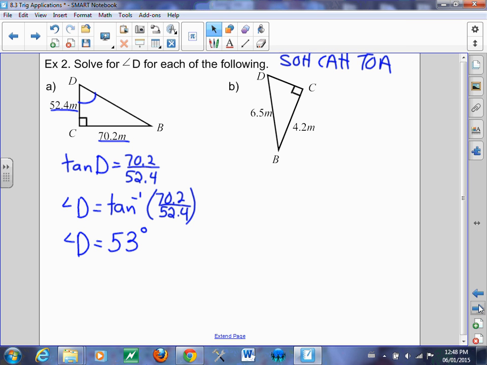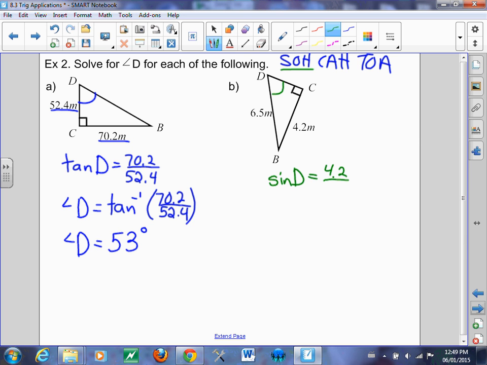Okay. Next question, again, angle D is our reference angle. So what sides do we have here? We have the opposite and the hypotenuse. So which ratio is that? That's the sine ratio, ladies and gentlemen. So sine of D equals, and go in order, folks, the opposite side, which is 4.2, over the hypotenuse, which is 6.5. Angle D equals the sine inverse, because you're finding the angle, of 4.2 divided by 6.5. Okay. Plug that in your calculator, and you should get 40 degrees.